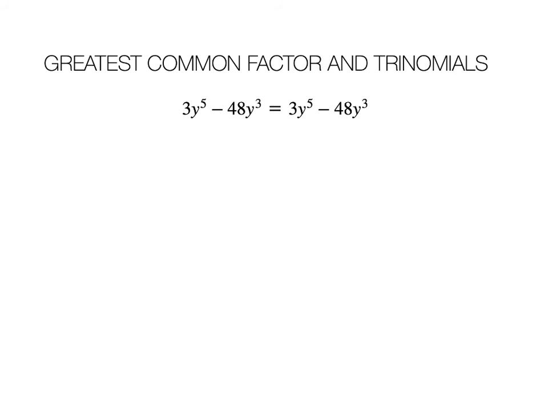Okay, so I'm working on the right-hand side. I'm going to look at my numbers first. I got a 3 and a 48. Well, 3 and 48 are both divisible by 3, so I'm going to pull a 3 out for certain.